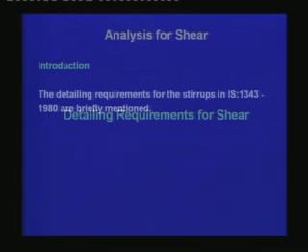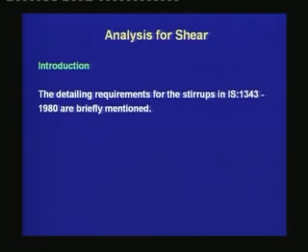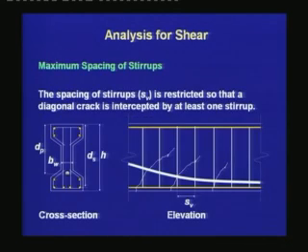Next, let's look at the detailing requirements for shear. The detailing requirements for the stirrups in IS 1343-1980 are briefly mentioned. The maximum spacing of stirrups is given. The spacing of stirrups is restricted so that a diagonal crack is intercepted by at least one stirrup.